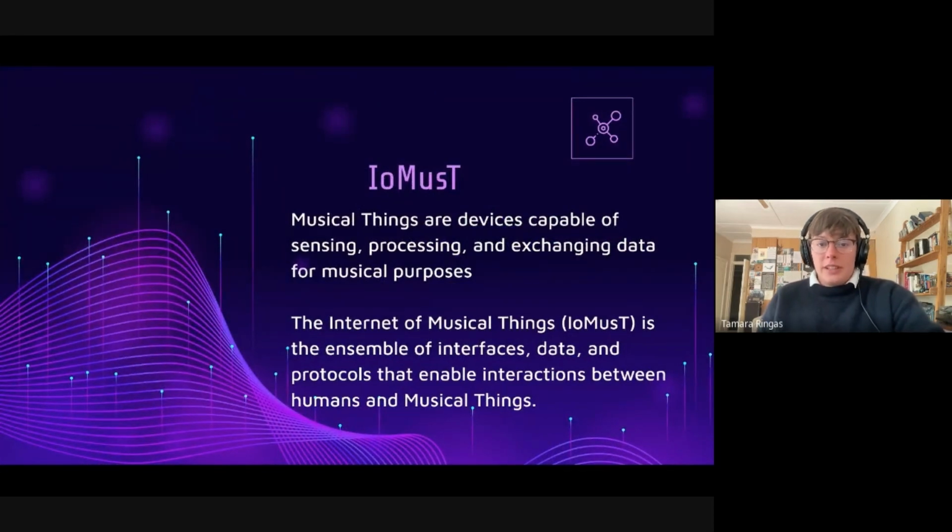IoMusT. Musical things are devices capable of sensing, processing, and exchanging data for musical purposes. The Internet of Musical Things, IoMusT, is the ensemble of interfaces, data, and protocols that enable interactions between humans and musical things.